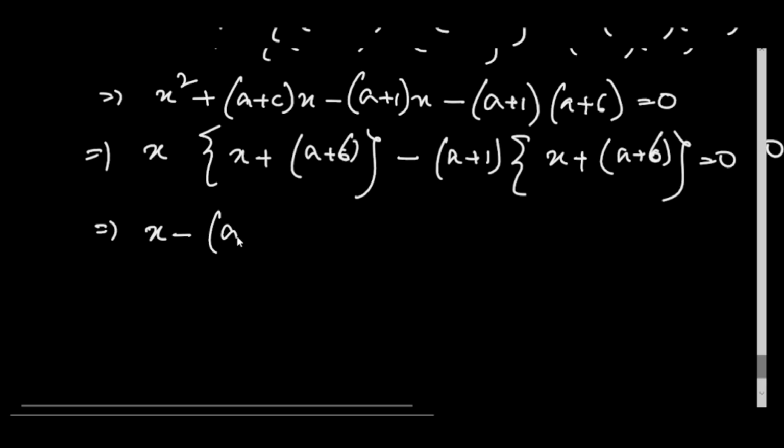So if the first part equals 0, from there what do we get? x minus (a plus 1) equals 0. That means x is equal to a plus 1. From the second part what do we get? x plus (a plus 6) equals 0. That means x equals minus of (a plus 6). Okay. Now the next sum.